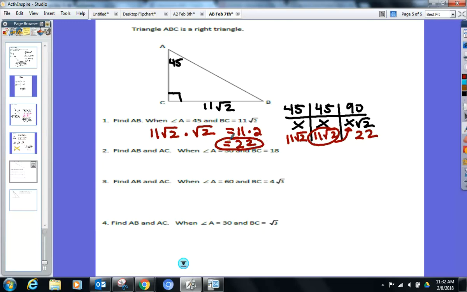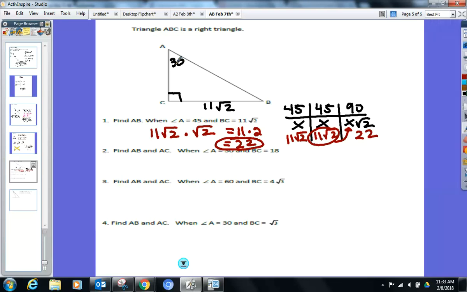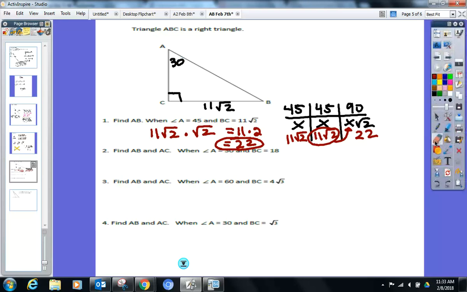Questions? Okay, I don't know if we're going to get through all of it, because I want to get to that very last one too, with the double triangles. So let's do the next one. Now I'm turning angle A into 30 degrees, and BC now is 18.